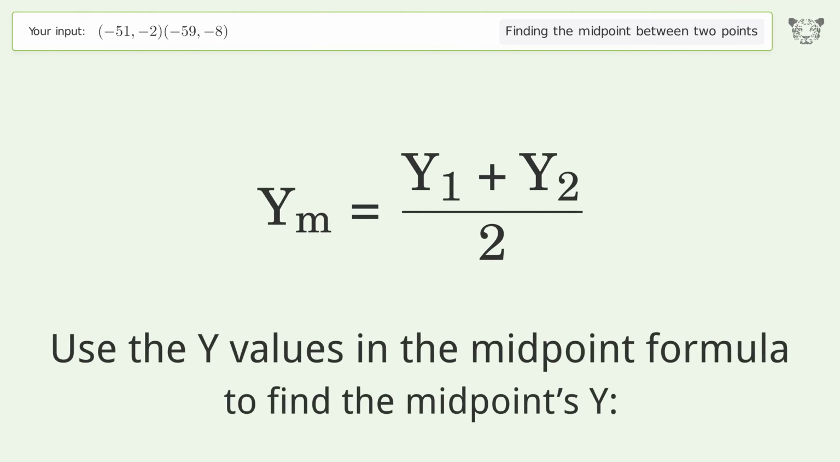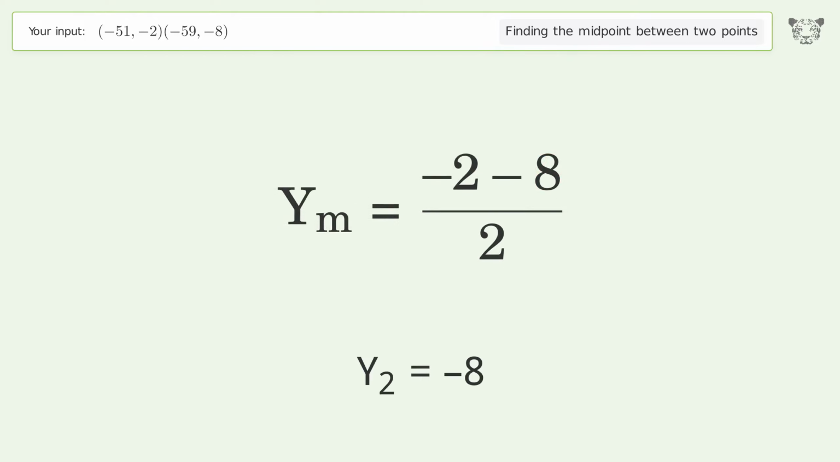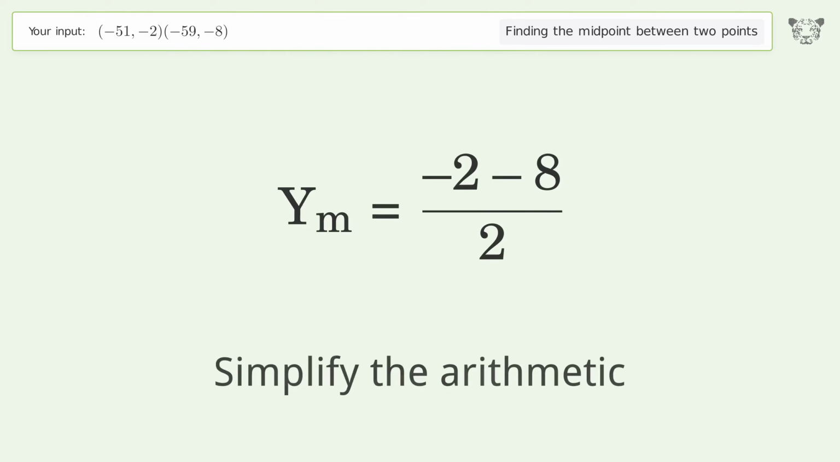Use the y values in the midpoint formula to find the midpoint's y. y1 equals -2. y2 equals -8. Simplify the arithmetic.